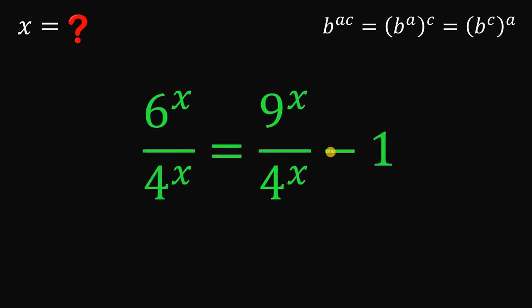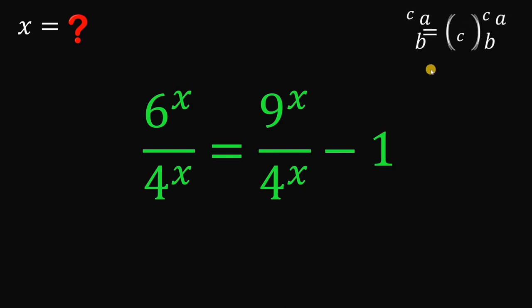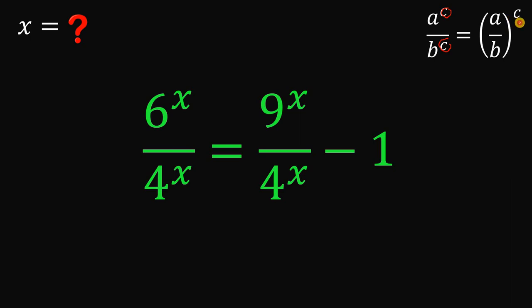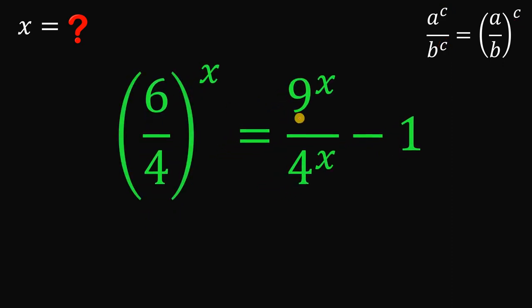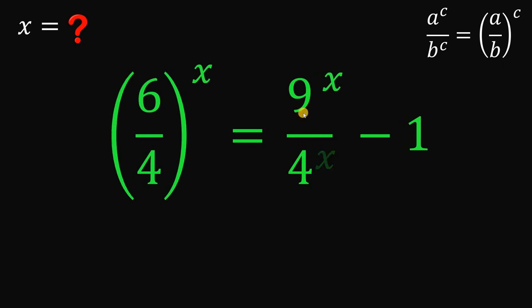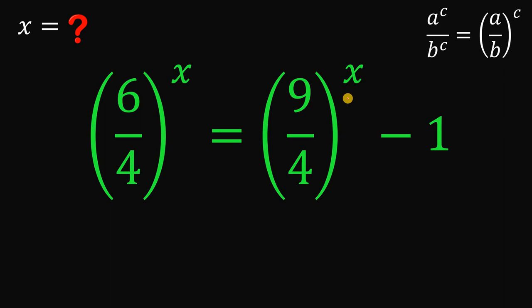And now, let's apply again some laws of exponent. If we have a raised to the power of c over b raised to the power of c, take note that we have the same exponent, c. So this can be written as a over b raised to the power of c. Therefore, 6 raised to x over 4 raised to x can be written as 6 over 4 raised to the power of x. And this 9 raised to x over 4 raised to x can be written also as 9 over 4 raised to the power of x. Now let's simplify a little bit.